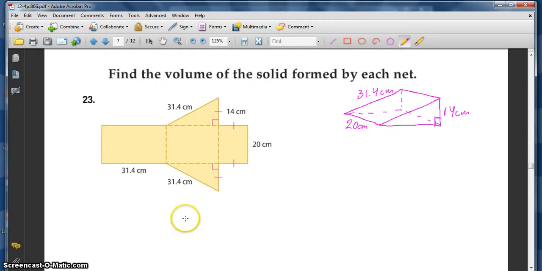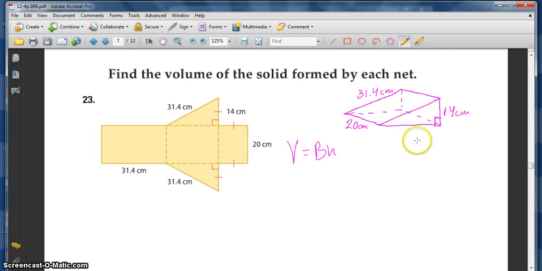Number 23, find the volume of the solid formed by the net. So based off of our net here, if we were to fold this up along these dotted lines, we would get a shape or a solid similar to this. So we have a triangular prism, so we want to find the volume of this triangular prism. So the volume is equal to the area of the base times the height. My base is a triangle, and I know my hypotenuse and I know one of the legs, but I need to know the other leg so that I can find the area of this base.